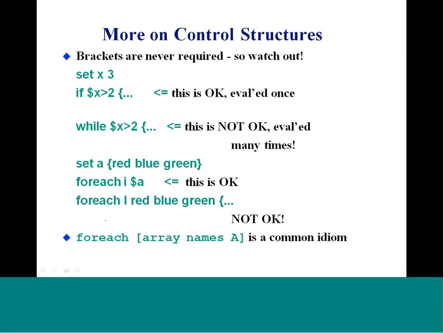Okay, so let's look at some more rules on the control structures. So here we have x is 3, and then we say if x is greater than 2, and this is okay because it is evaluated only once. But if you say while x greater than 2 and then you are setting x to 3, this is just an infinite loop.